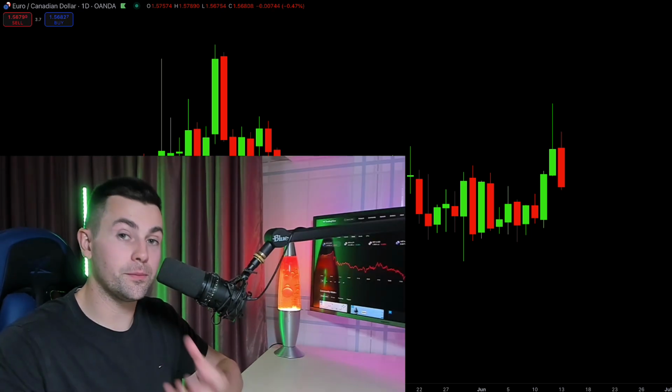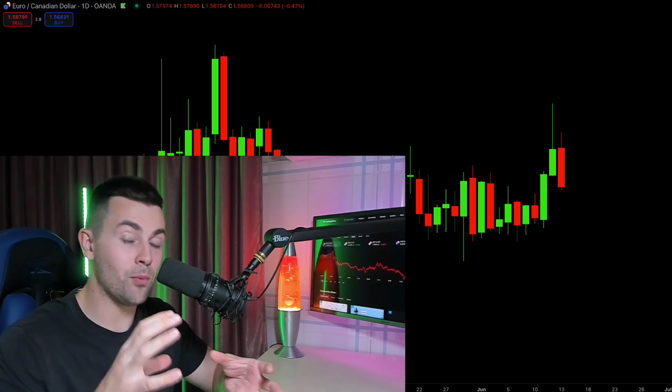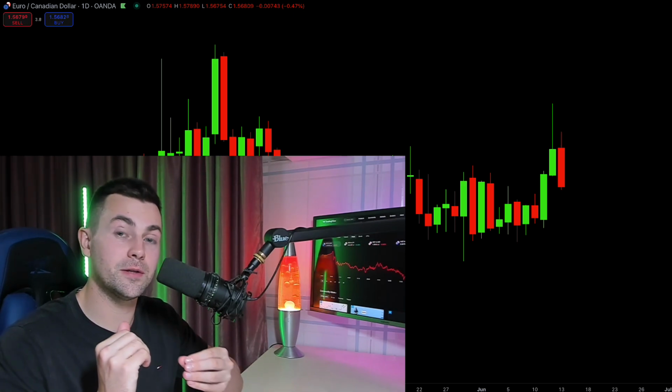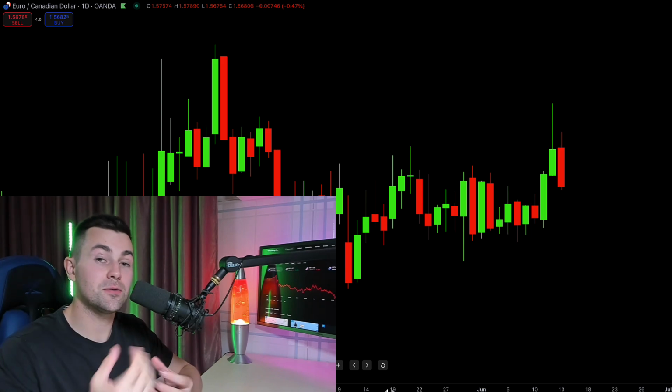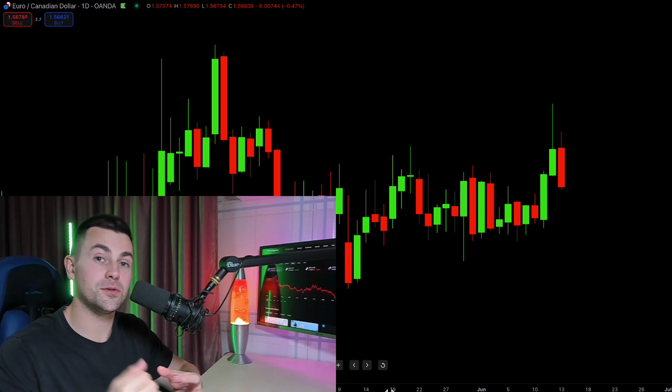Liquidity zones that are below current prices will be called demand zones, and we will assume that buying orders will accumulate within such zones, and liquidity zones that are above current prices will be called supply zones, and we will assume that selling orders will be distributed within these zones.